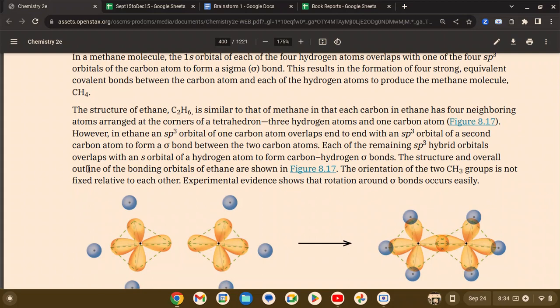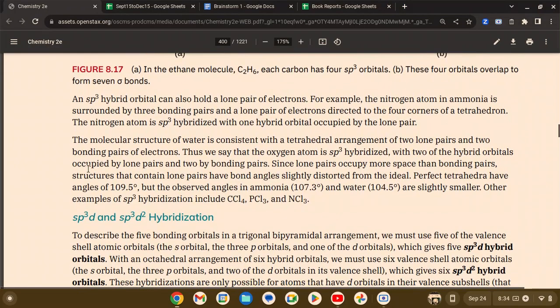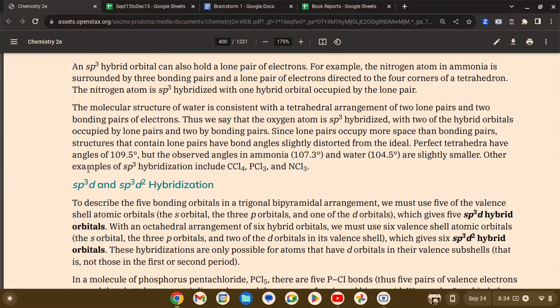The orientation of the two CH3 groups is not fixed relative to each other. Experimental evidence shows that rotation around sigma bonds occurs easily. An sp3 hybrid orbital can also hold a lone pair of electrons. For example, the nitrogen atom in ammonia is surrounded by three bonding pairs and a lone pair of electrons directed to the four corners of a tetrahedron. The nitrogen atom is sp3 hybridized with one hybrid orbital occupied by the lone pair.